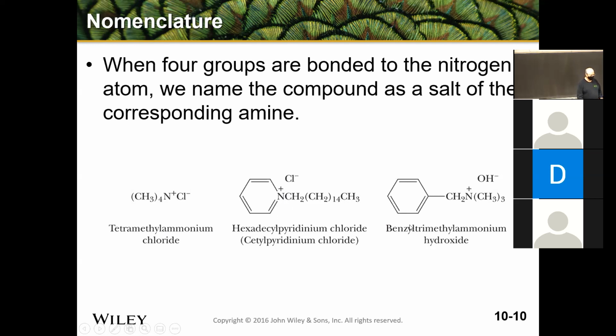Okay, and then earlier we had a phenyl. If it's a benzene and a CH2, that's a benzyl. So this is benzyltrimethylammonium hydroxide, there's 3 methyl.